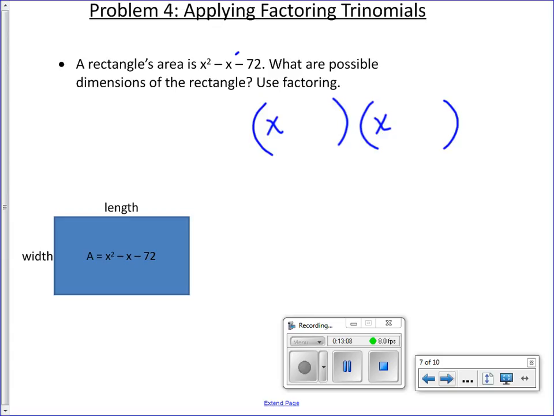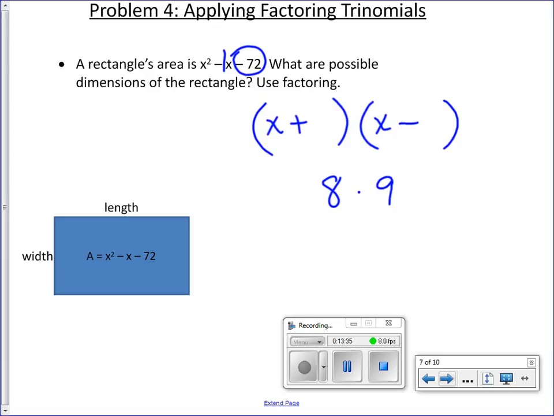Now we want to multiply two numbers together so that we get a negative 72. So I know one will be a plus and one a minus. But they have to add up, the outer and the inner term, to give me the negative 1x in the middle. Well, this one may jump out at you as well. We know that 8 times 9 is 72.